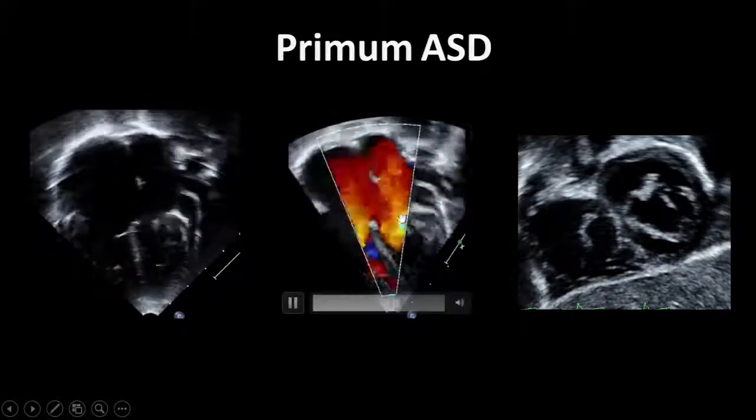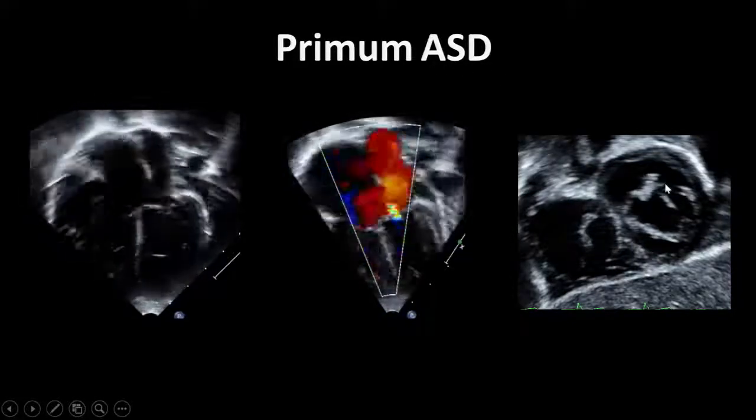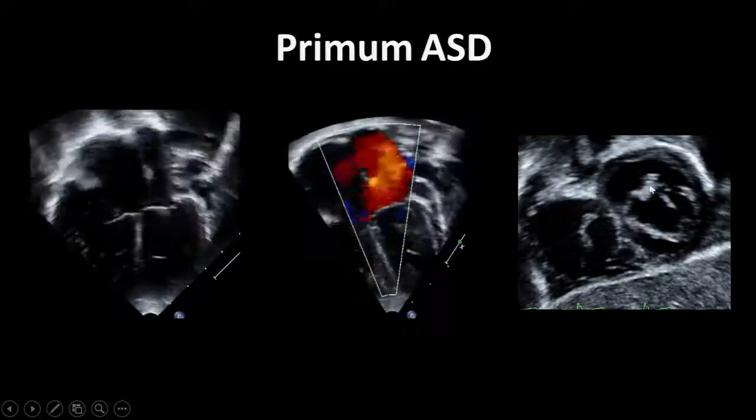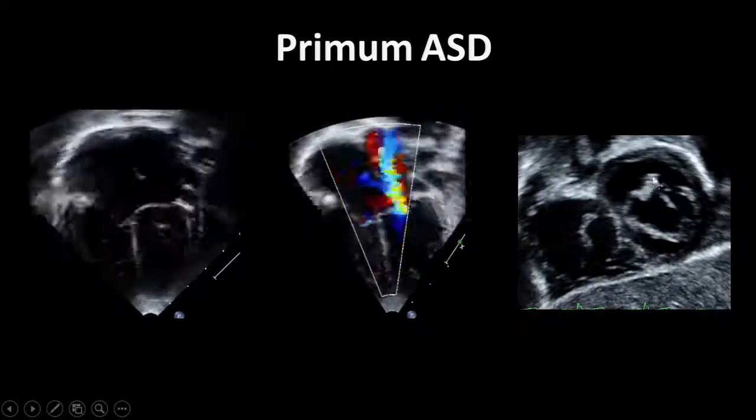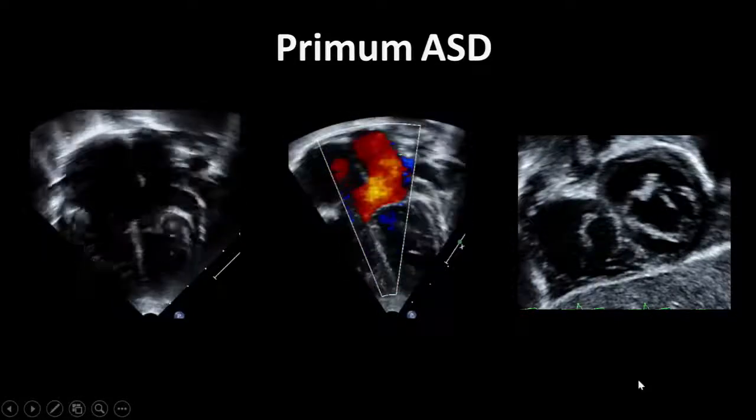And then you see the mitral regurgitation, and as many of you know, primum ASD is also associated with a cleft mitral valve, and you can see an example of that over here. So normally the mitral valve would just have a coaptation like this. Now it has this triangular shape.